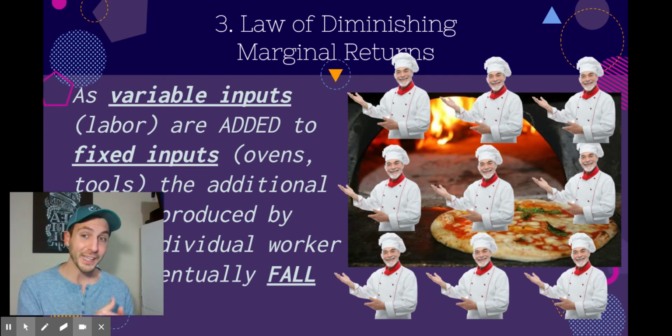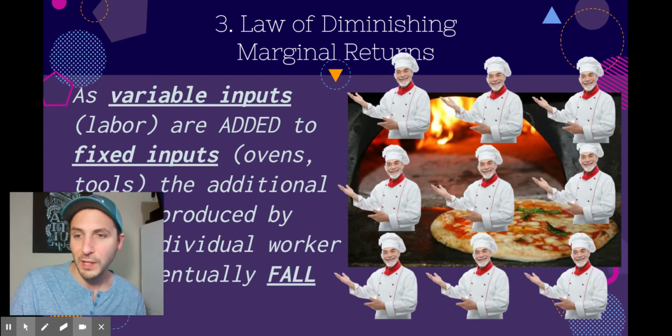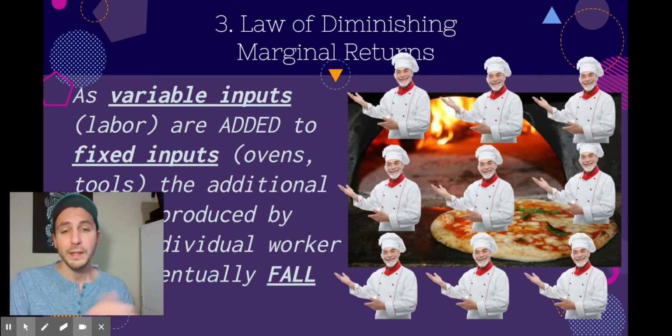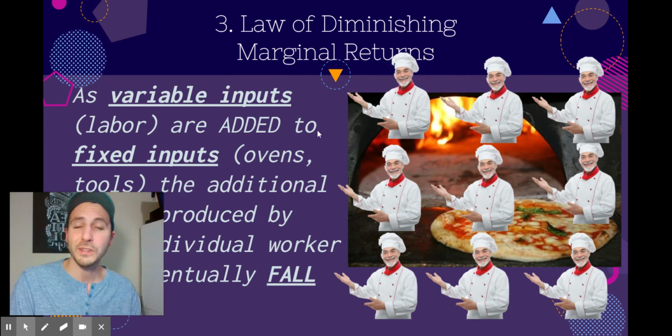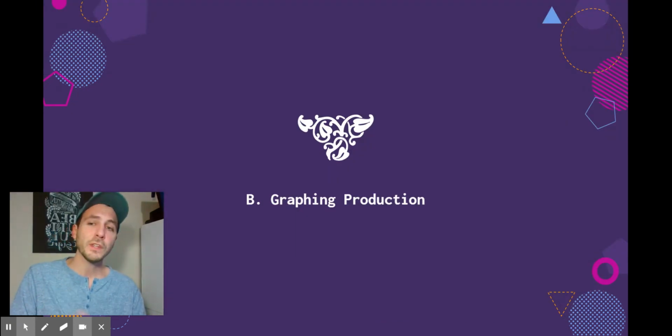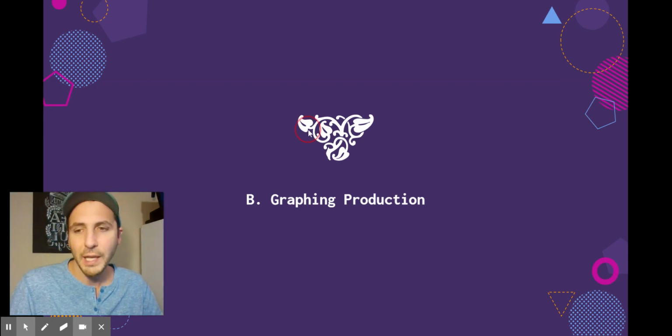Total product is going down. Had I not hired that eighth or ninth, I would have made more pizzas total than I would have otherwise. So it gives us three stages of returns. So let's take a look at this production function in graphical form.